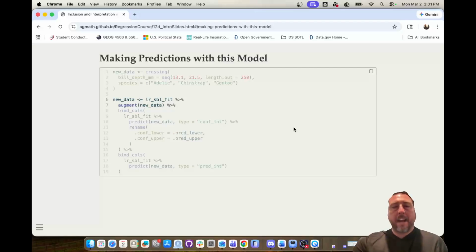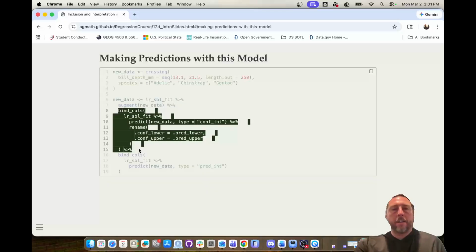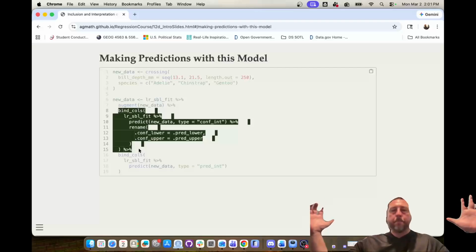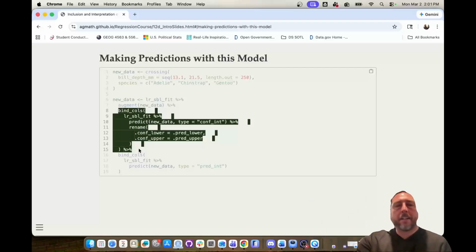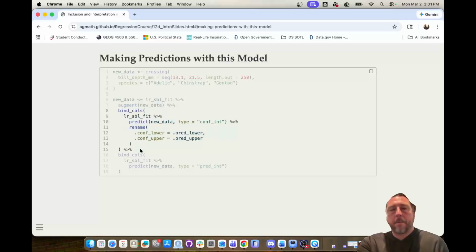So at this point, I have my original new data. It has penguin build depths crossed with the species type. I've used augment to add my model's predictions to that. So I get a new .pred column. I've used these few lines of code to bind on new columns. So I'm taking new columns and just attaching them to my existing data frame. Those 2 new columns are the lower bound and upper bound for confidence intervals for my model predictions.